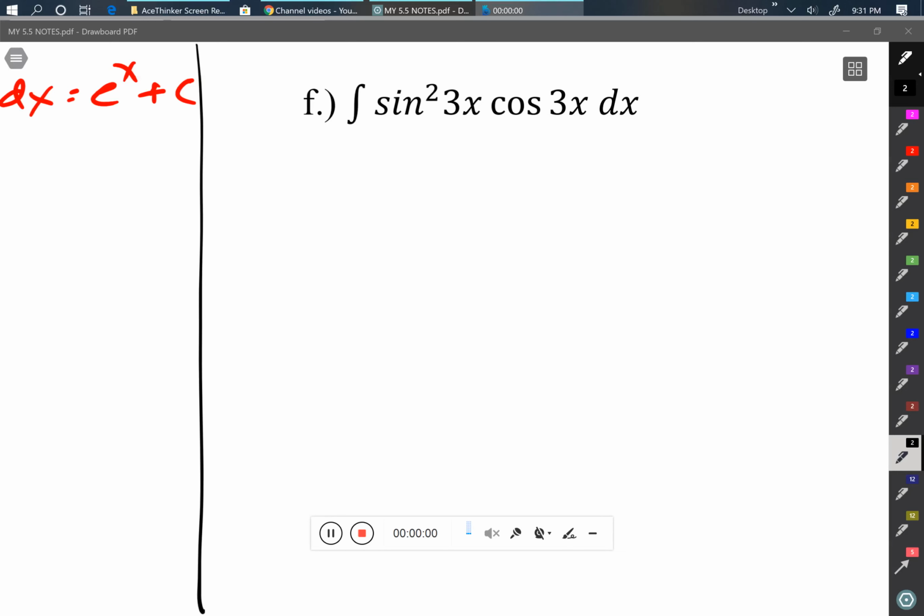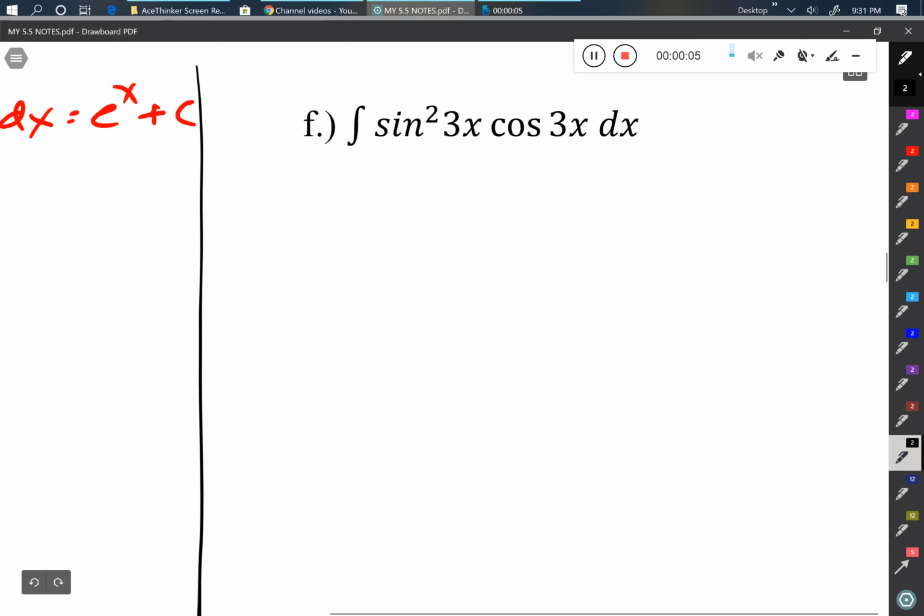Welcome back for part 2 of section 5.5. We're doing substitution still. Here we got an even trickier problem. Looks like I got trig times trig, but trig squared times trig. All right, I love it.